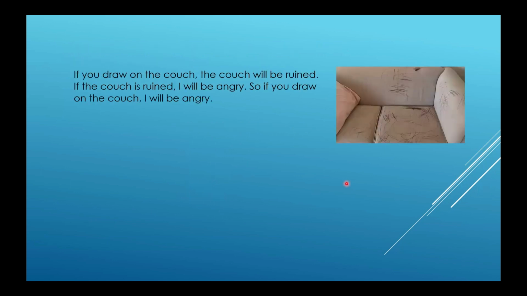Here's an example. If you draw on the couch, it will be ruined. If the couch is ruined, I will be angry. So if you draw on the couch, I will be angry. It's not a couch that my kids actually drew on. I just found that on the internet. That's some other person's rotten kid.